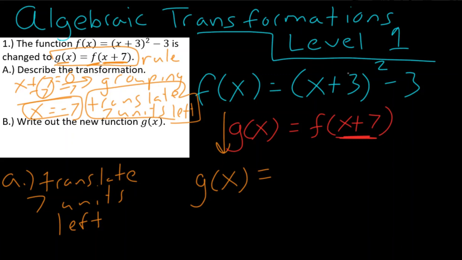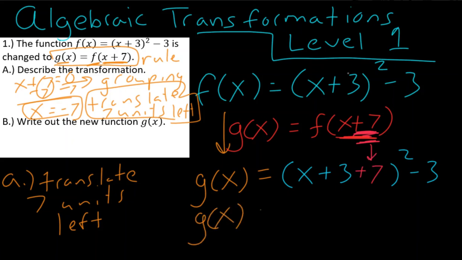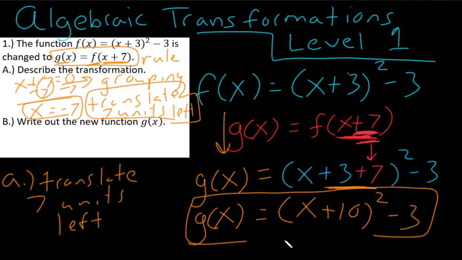I'll even use the same color here. I'll write x plus 3, I'm going to leave a space, squared, minus 3. And notice that this plus 7 is inside the parentheses. So here, inside my grouping, inside the parentheses, I'm going to have to add a plus 7. So, when I fully transform f of x into g of x, it'll look something like this. 3 plus 7 is 10, x plus 10 squared minus 3. Alright, and that is the actual function of g of x.